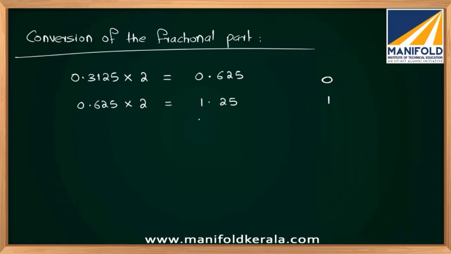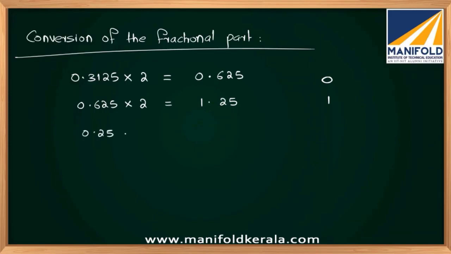Then what will you do? What do you think will be the next multiplication? Can anybody tell me? This 0 is gone here, this 1 is gone here. What is the fractional part remaining in this one? It is 0.25. So the next level of multiplication will be 0.25 multiplied by what?